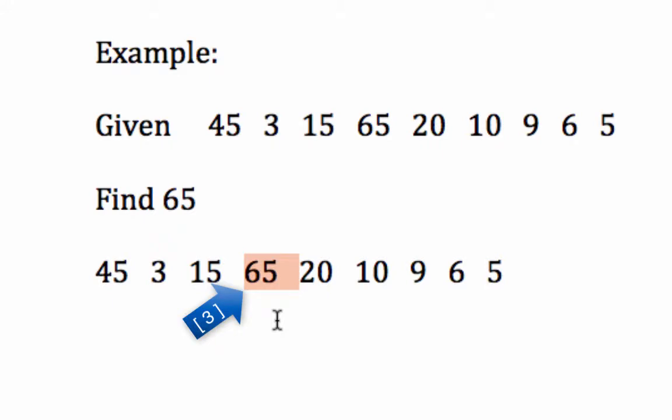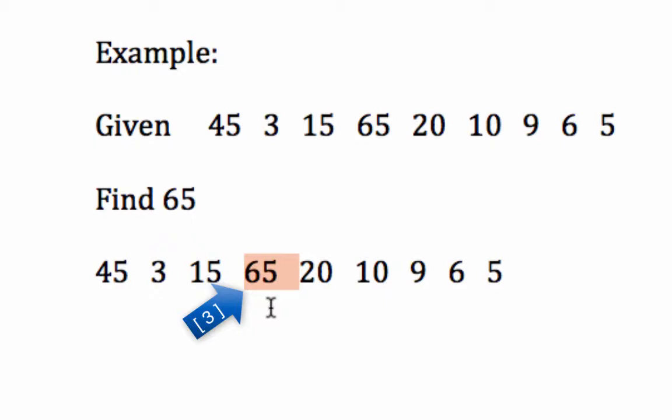We know the value of that index. The value of that index is index 3. Remember that in Java, the indexes start with 0. So 45 is index 0, 3 is index 1, 15 is index 2, and 65 is index 3. This is important. Why? Because it's not enough to say, yes, 65 is in the collection.